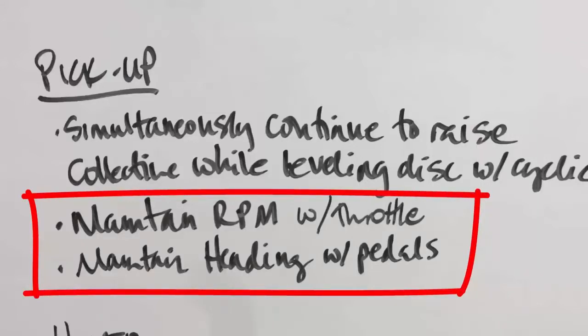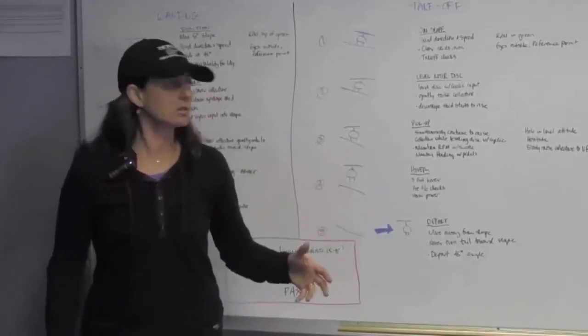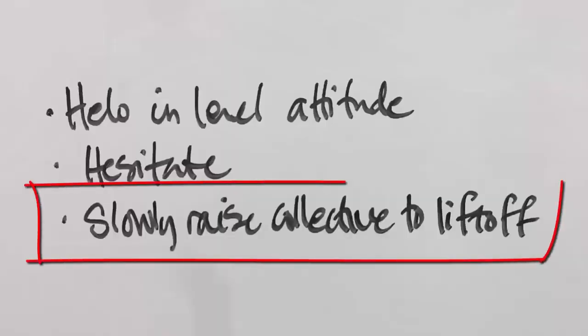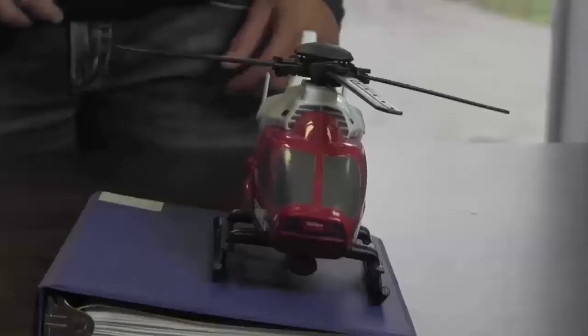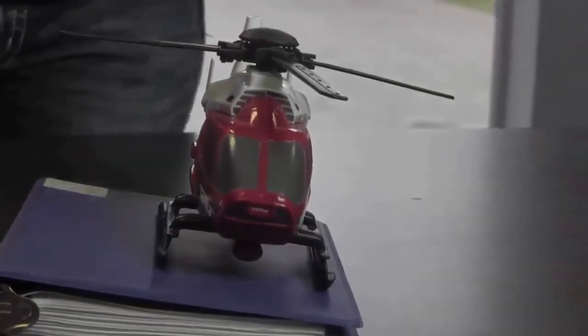You want to have your helicopter in a level attitude, and just before you come off the ground, again, hesitate. Make sure everything looks good. Done your pre-takeoff checks. You don't want to do anything abrupt. Then slowly raise your collective to lift off. So you're getting ready to pick up the helicopter. You want to have your eyes outside, RPMs in the green.